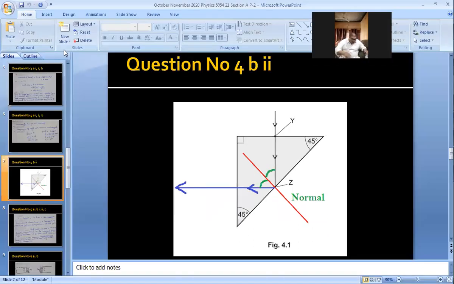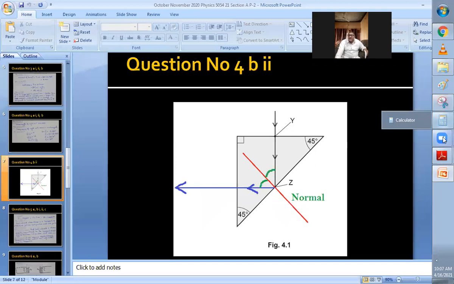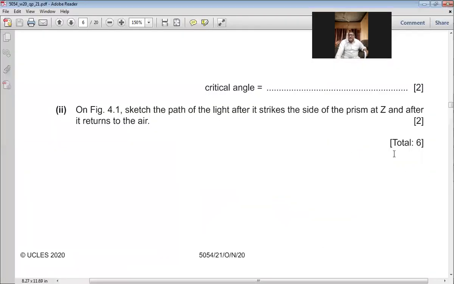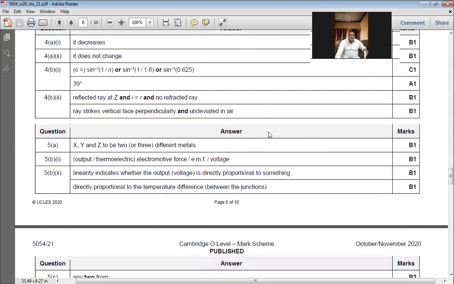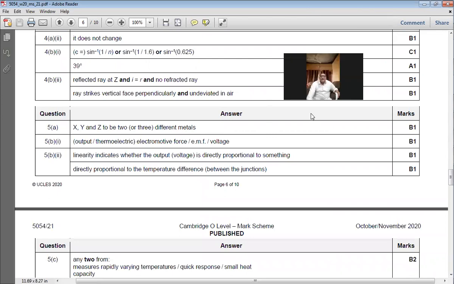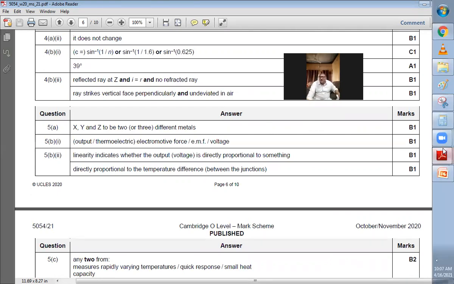Let's move to the next part, and check the marking scheme first. The marking scheme says the reflected ray at Z has angle of incidence and angle of reflection equal to each other, and the ray strikes the vertical face perpendicularly and is undeviated in the air. So we have done the diagram, it's perfect, there's no problem in it. Let's move to the next question.